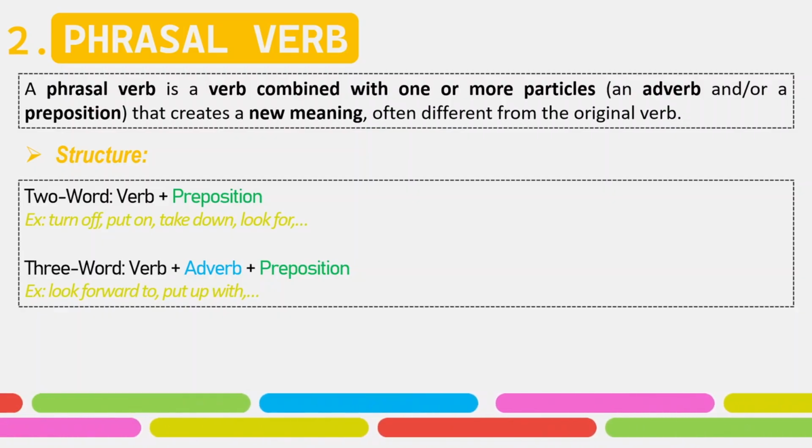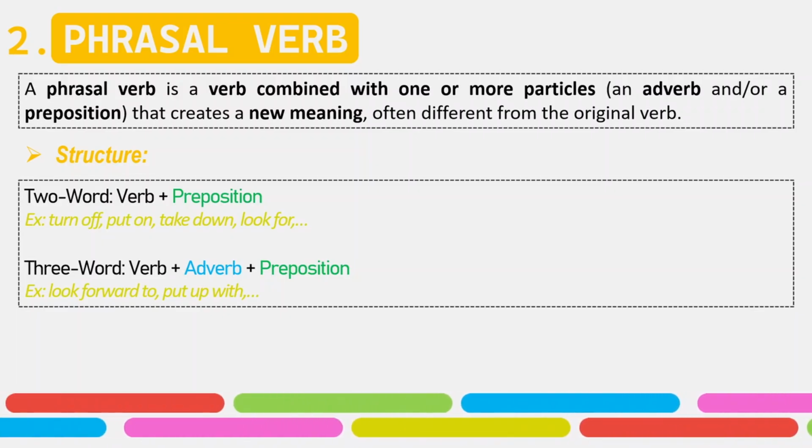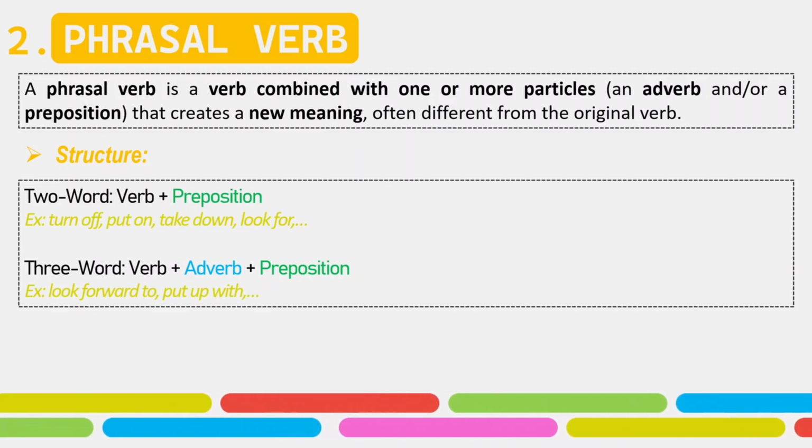Second, verb plus adverb plus preposition. For example, look forward to, put up with, where the object always comes after the preposition. In addition, phrasal verbs can be transitive, like taking an object, or intransitive, not taking an object. And some are separable, while others are inseparable, depending on whether the object can be placed between the verb and the particle.